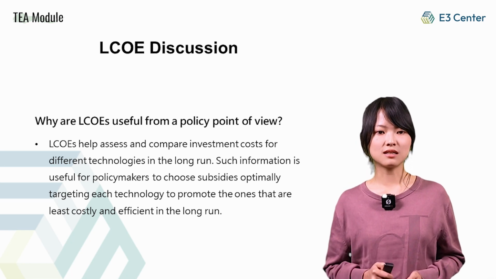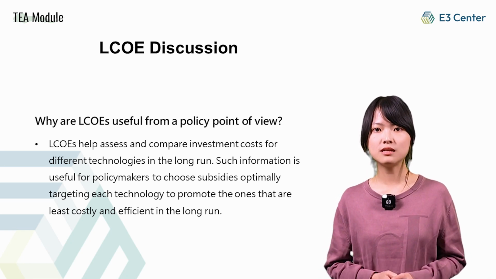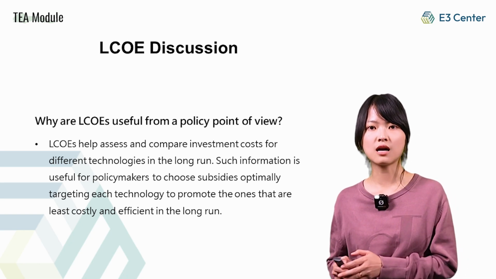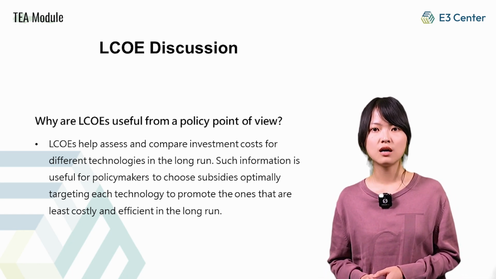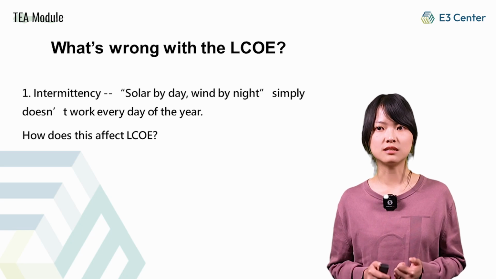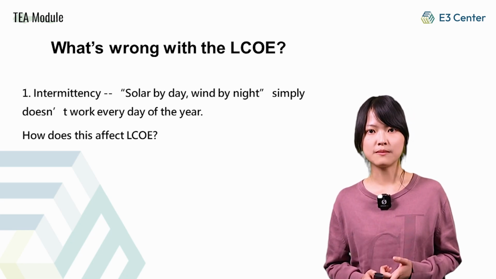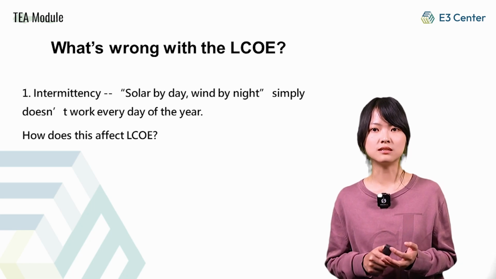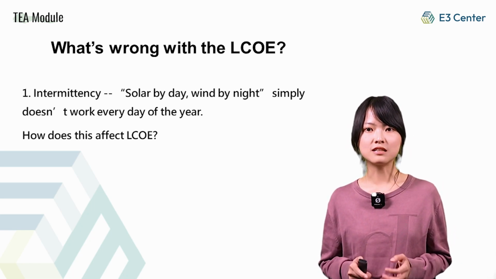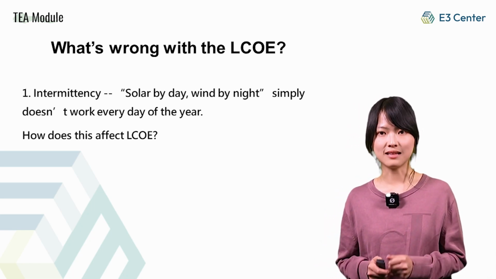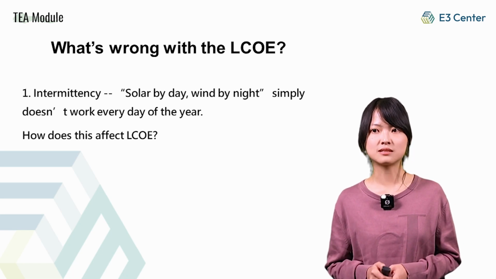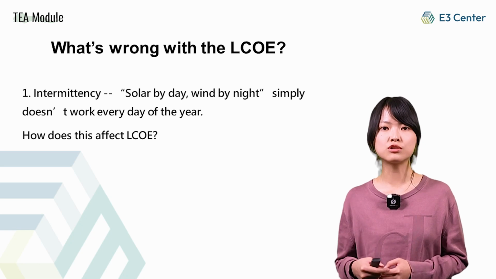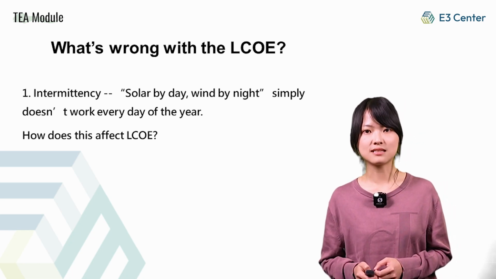In today's discussion on the LCOE, it is important to recognize the limitations, particularly when it comes to renewable energy sources. One significant challenge is the issue of intermittency. Renewable energy sources like solar and wind are inherently intermittent. The phrase "solar by day, wind by night" is optimistic but does not hold true every day of the year because of changing weather conditions and the daily cycle.